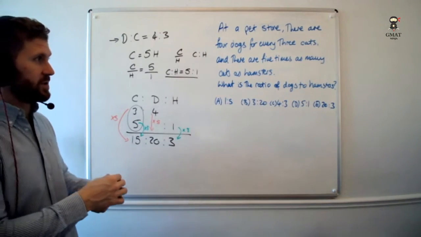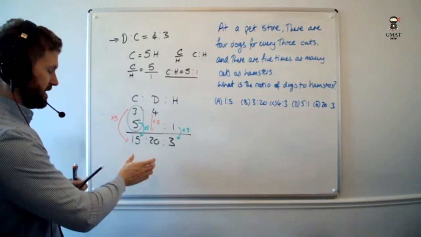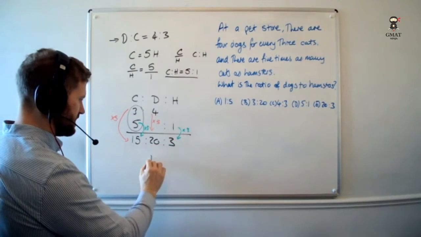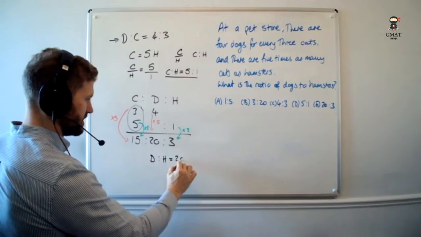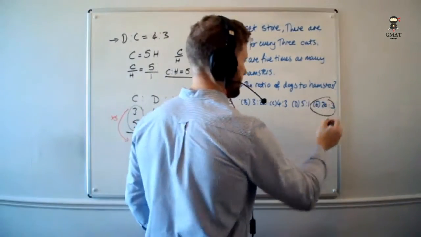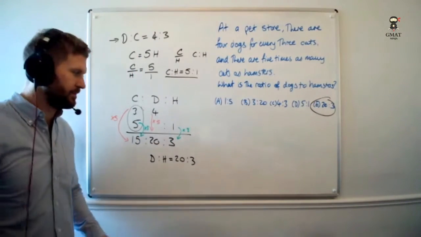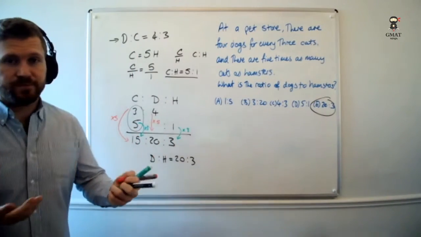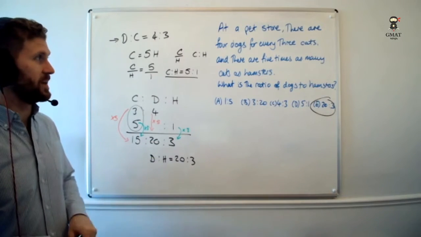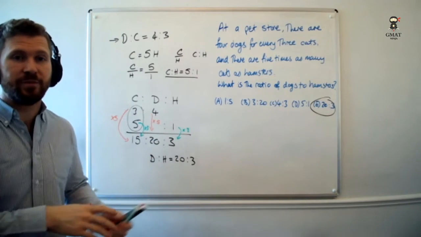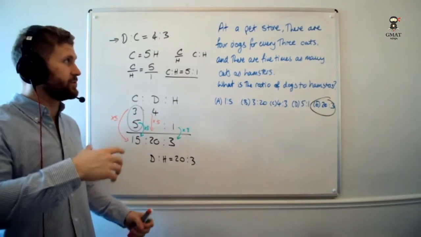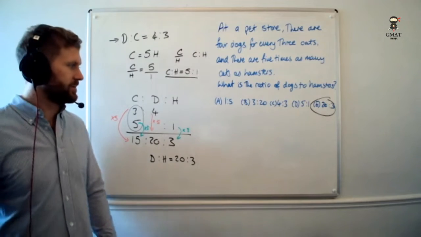I can't cancel any of these numbers down. And the ratio of dogs to hamsters, which is what I want at the end, I can just pull that out of this ratio and just say dogs to hamsters is going to be 20 to 3. And that will give me the answer E in this question. So with these, as with most of these questions, you've got to be able to convert the text into algebra. Now, if you can't go straight from the text into the ratio, feel free to go from the text into an equation, and you can use that equation to get you to the ratio.